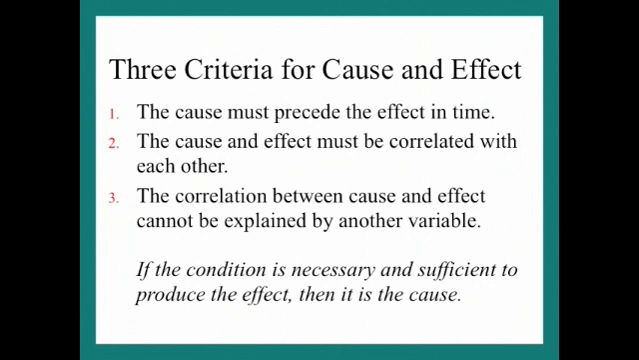The third criterion for cause and effect is that the correlation between cause and effect cannot be explained by another variable. When we set up an experimental design, what we're trying to determine is that the variable, whatever it is, actually caused the other variable, the other action, the change, whatever it is. And we try to eliminate all other variables that can explain the change or the effect.